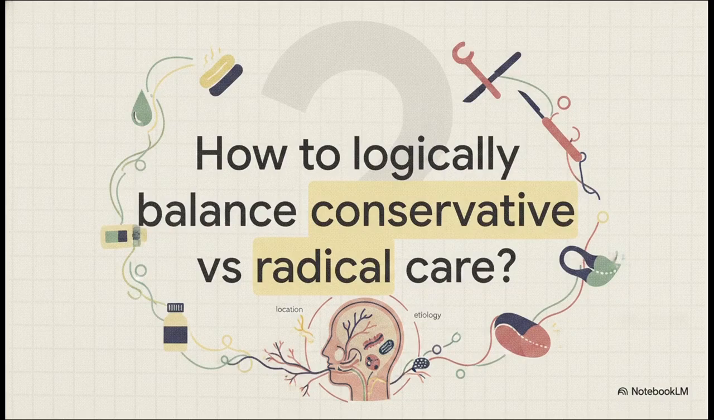All right, we have covered a massive amount of ground today. We hit the normal anatomy, bacterial versus viral infections, benign and malignant tumors, autoimmune manifestations, and mechanical obstructions. So I want to leave you with a final, provocative exam question to synthesize everything we've just gone over. Based on the precise clinical presentation, how do you logically balance conservative, non-invasive methods against radical surgical interventions for salivary gland obstructions? I want you to really think about location.